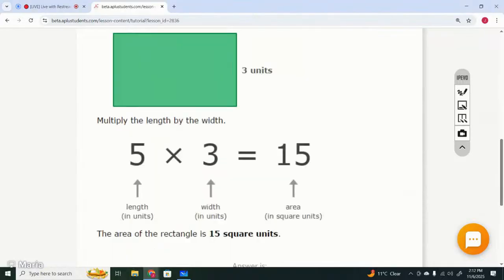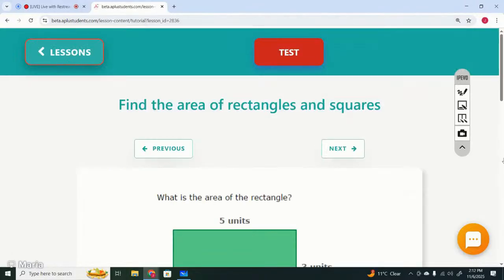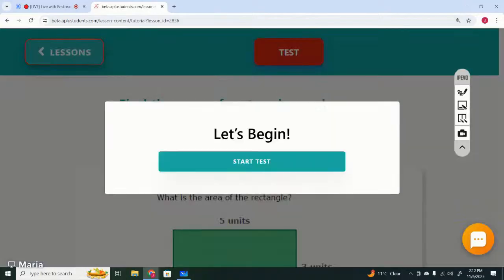We need to calculate the area of the rectangle. So you have to do 5 times 3 equals 15. The correct option is length times width, 5 times 3 equals 15. So the area of the rectangle is 15 square units. Let's just start with the test questions.